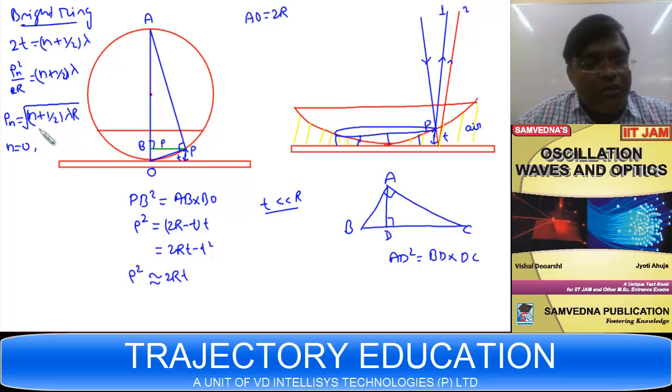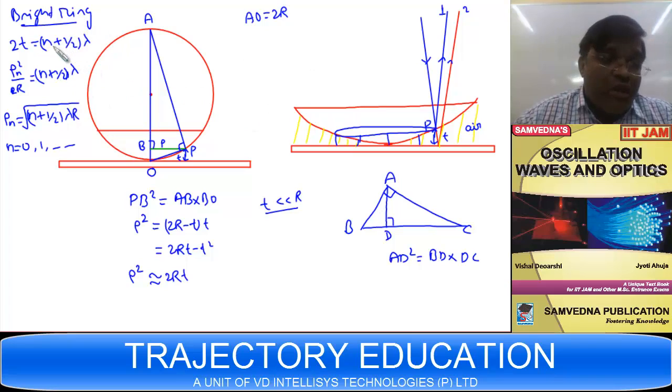n equal to 0 will correspond to the first bright ring, n equal to 1 will correspond to the second bright ring, and so on. If you write here n minus half, then n equal to 1 will correspond to the first bright ring. You can write minus half also. So you can write n plus half, you can write n minus half. If n minus half, n will begin from 1. n equal to 1 will correspond to the first bright ring. If it is n plus half, n equal to 0 will correspond to the first bright ring. I hope you understand. Don't confuse between n plus half and n minus half. In the exam, you can write n plus half, you can write n minus half.